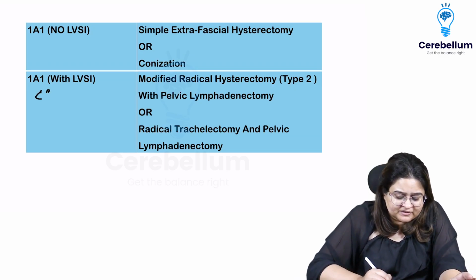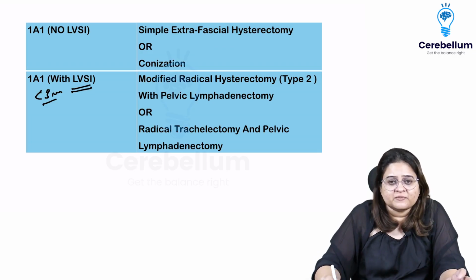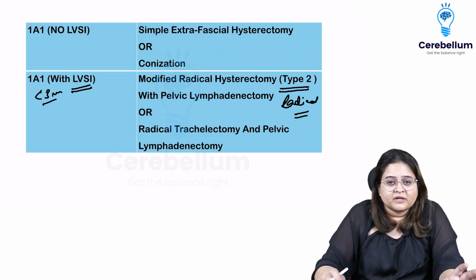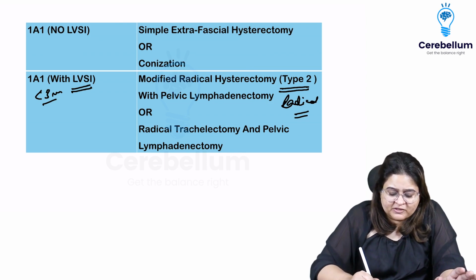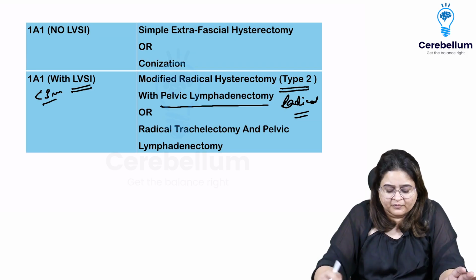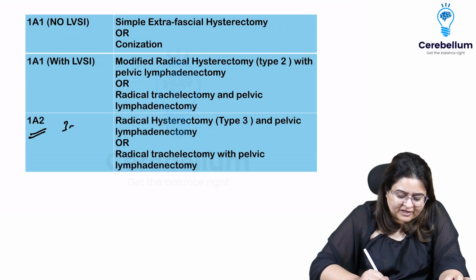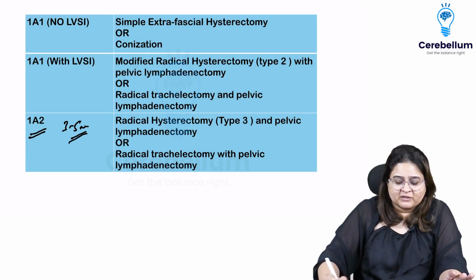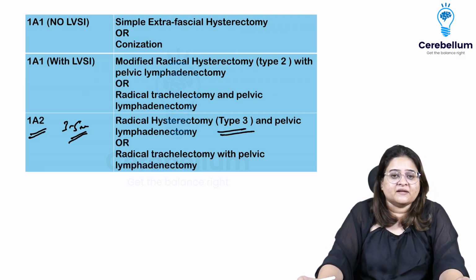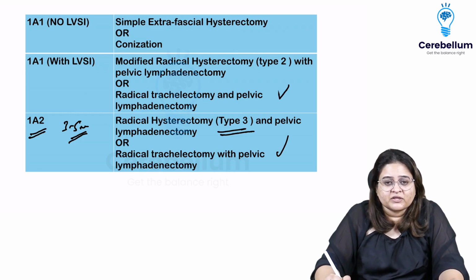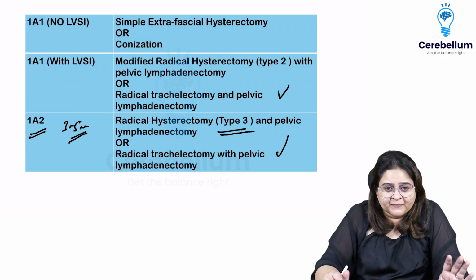But the same thing, less than 3 millimeter, but it has entered the lymphovascular spaces. Here you will do a type 2 radical hysterectomy. Okay. And whenever you're doing a radical hysterectomy, you're always removing the pelvic lymph nodes also. Okay. Once it becomes 1A2, that means it is now 3 to 5 millimeters, still microscopic. Here onwards, you will be doing type 3 radical hysterectomies. But if the woman is young, in these cases, 1A1 or 1A2, you can even do a radical trachelectomy, that is, preserve the uterus, remove the cervix and the paracervical tissue.